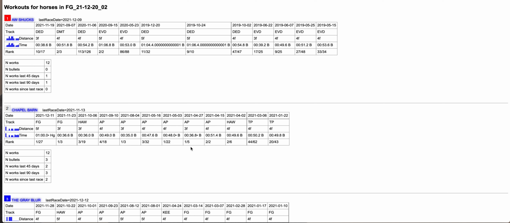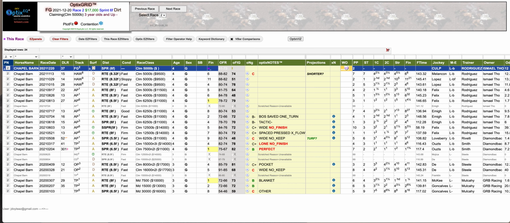Found it a little bit interesting. His last 2 workouts look pretty good. I mean, he had a blowout over this track and then another really good gate work on this track. So I thought those were real positive, especially for horses at this level and working out like that. So I thought that was kind of interesting.